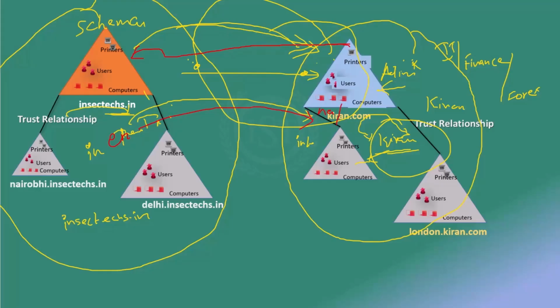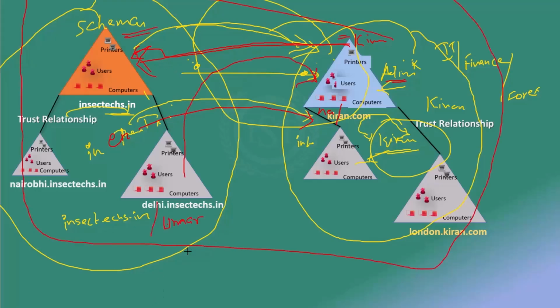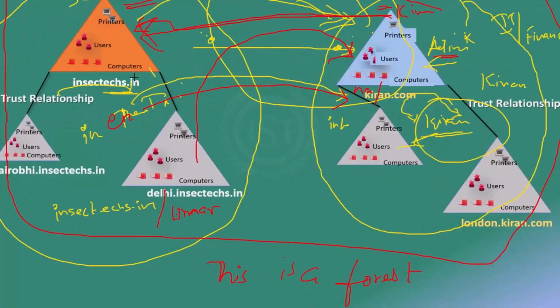This is a one-way explicit, not implicit, relationship where the admins will create a logical link from Kiran's company, which is in London, to the INSECTECHS company, which is in New Delhi. And this entire thing is a forest. This is a forest because you have one tree over here and another tree over here. Generally, more than two trees are not required to be considered a forest, but in active directory working environments, this is considered a forest.